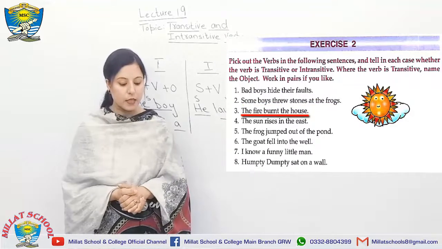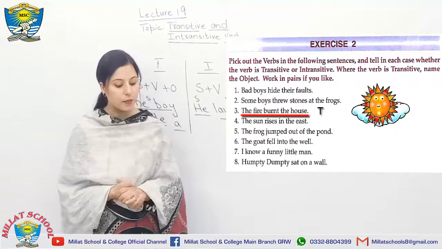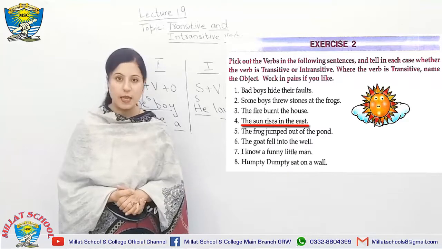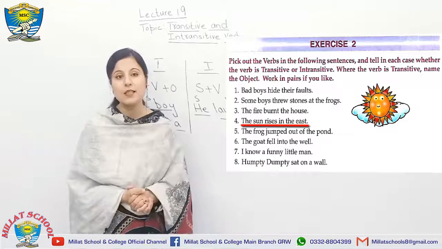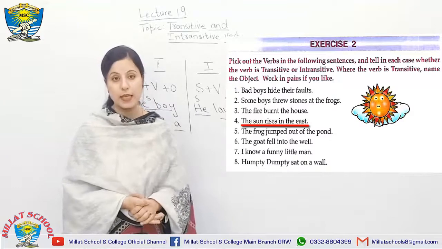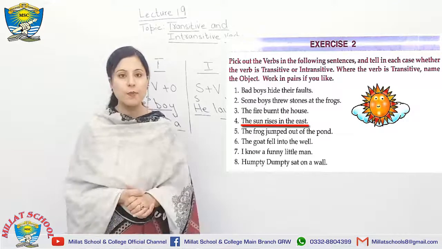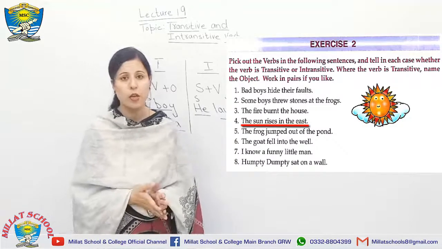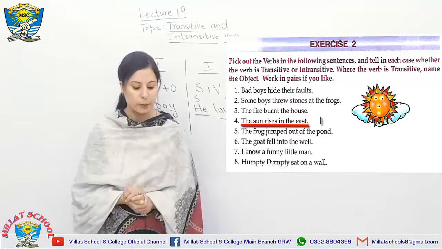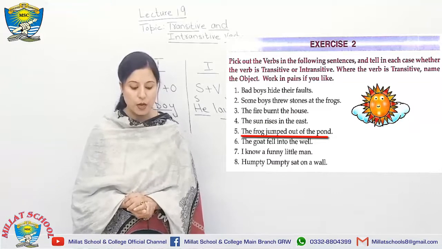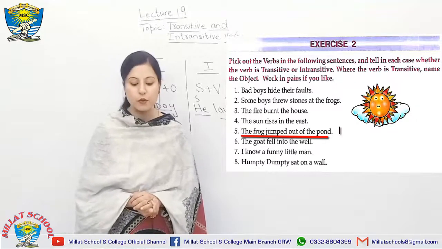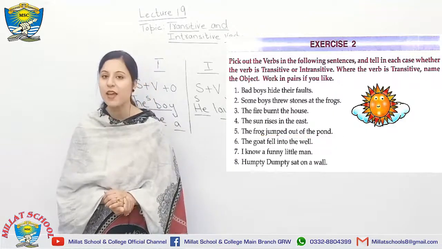Number 3, the fire burnt the house. Again transitive. Number 4, the sun rises in the east. There is no object here because this is a natural phenomenon, and when we talk about any direction by using any of the prepositions like this, in the east, this is not your object because the subject is not working on any of the object. They are not talking about a specific thing. They are talking about a specific direction. So this is your intransitive verb. Number 5, the frog jumped out of the pond. Again there is no object, so this is your intransitive. So boys and girls, be careful about picking up the rest of the sentences as transitive and intransitive.